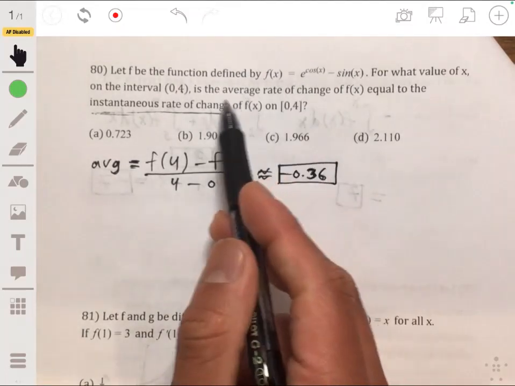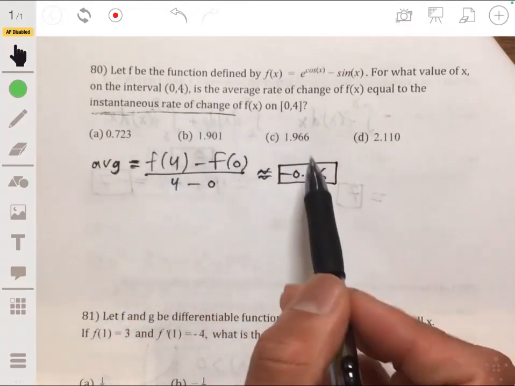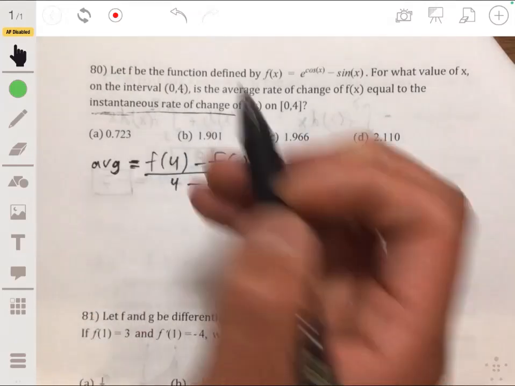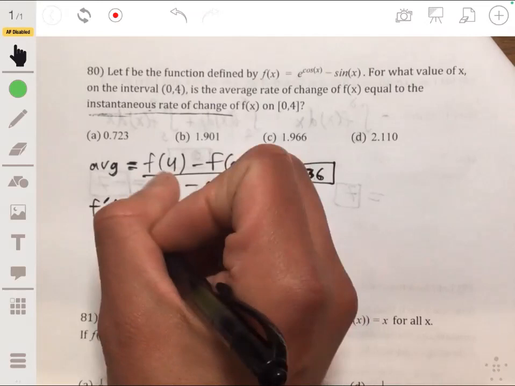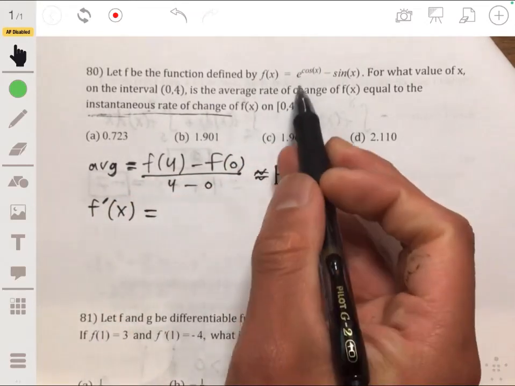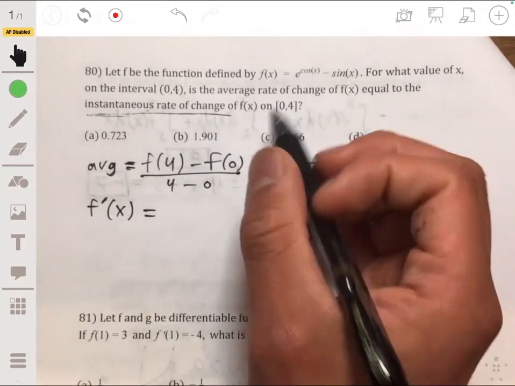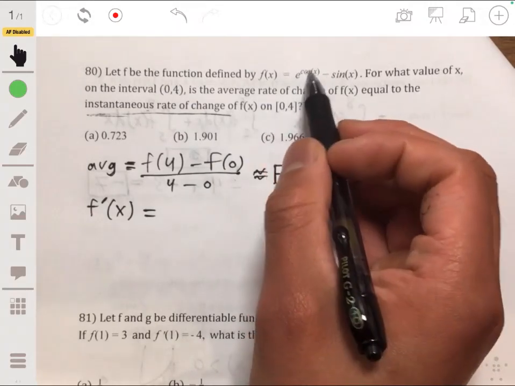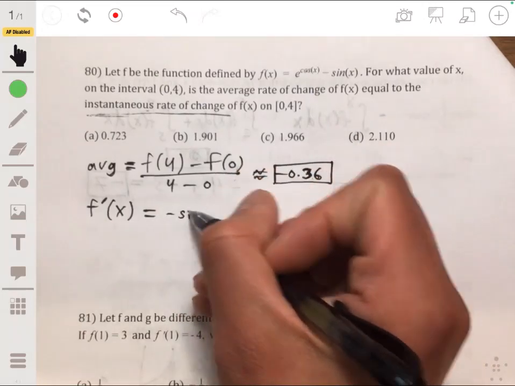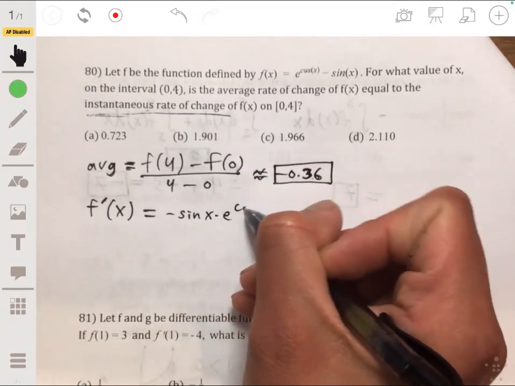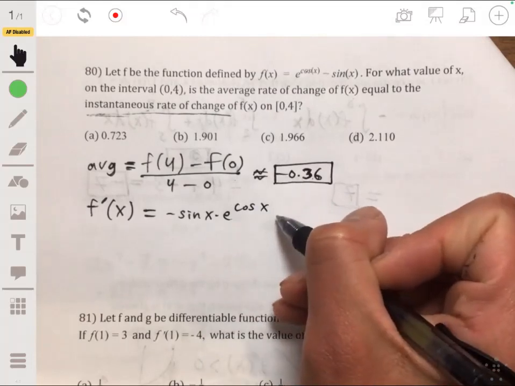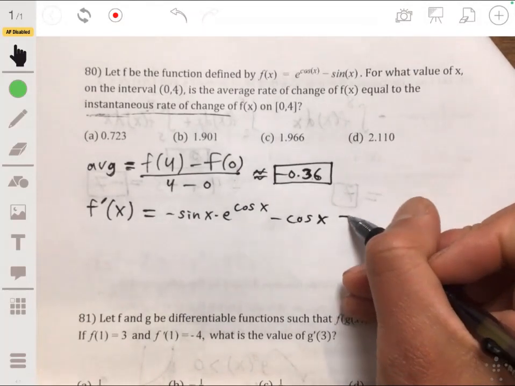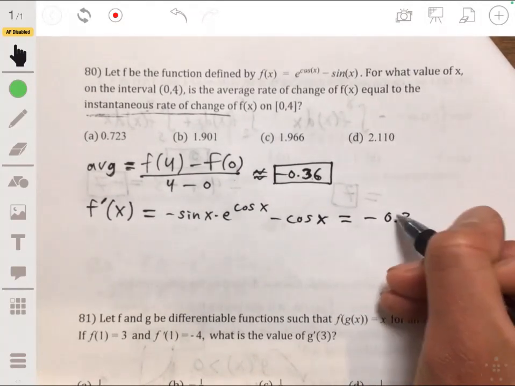Now you want to find the instantaneous rate of change when it's equal to negative 0.36. So the instantaneous rate of change is basically the derivative, so f prime of x. Let's take the derivative of this using the properties of the exponentials and chain rule. We'll have the negative sine of x times e to the cosine of x minus the cosine of x as our derivative. We want to find when this is equal to about negative 0.36.